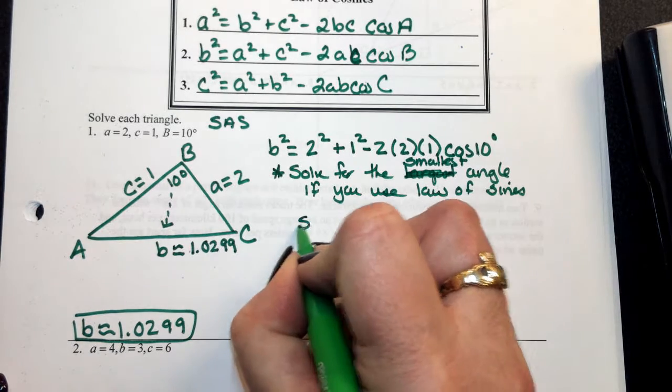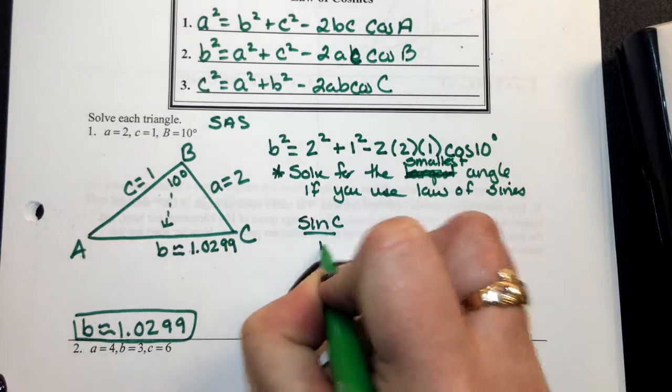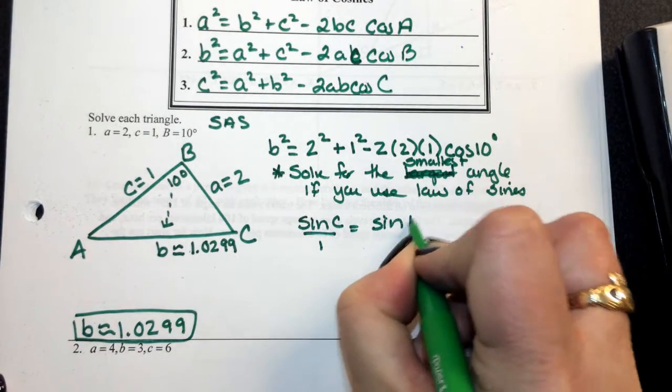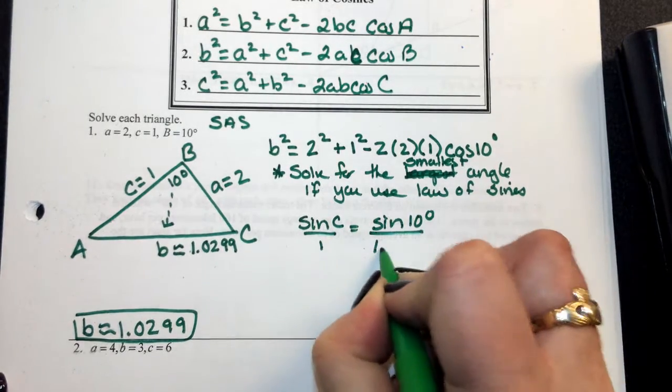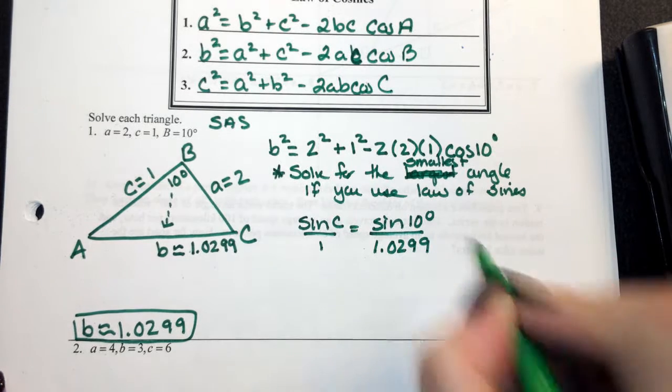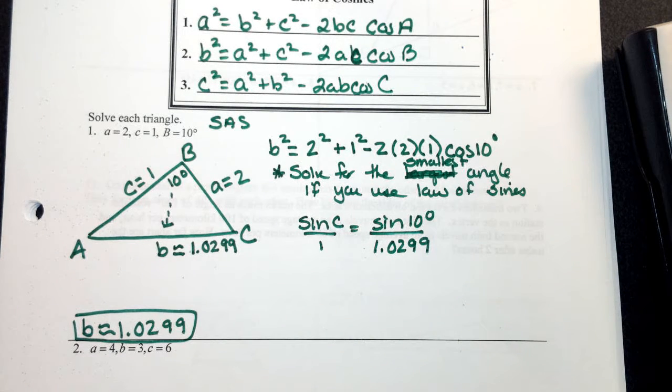So I'm going to have sine of C over 1 is equal to the sine of 10 degrees over that 1.0299. Your calculator will not give you an obtuse angle if you're using inverse sine. It's only going to give you angles between negative 90 degrees and 90 degrees. So that's why, if you're going to stick with law of cosines, which you could, if you love law of cosines, be my guest. But again, law of cosines, like you see, is not as pretty of a formula to use.